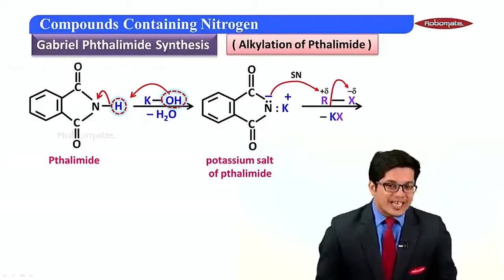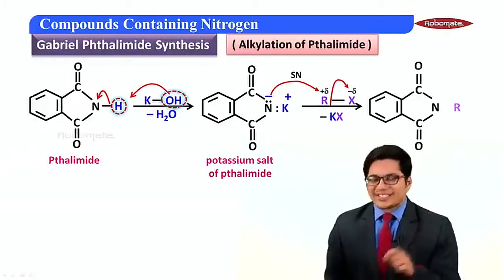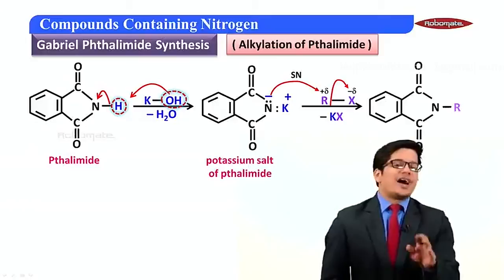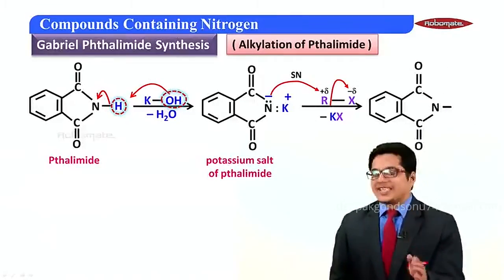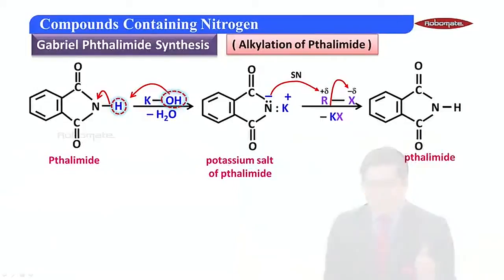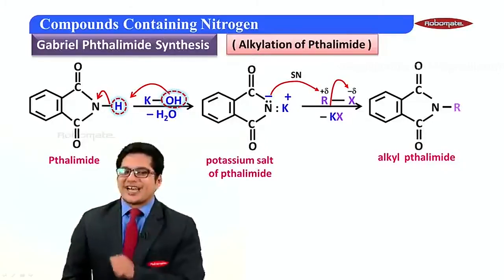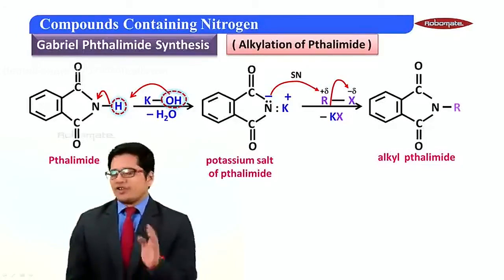So what exactly are we left with? The phthalimide ring, but now the N is attached to R. Is this phthalimide? No, this is alkyl phthalimide. If you have NH, it is phthalimide, but now you have NR, so it is alkyl phthalimide. Moving further, what would we do with this?